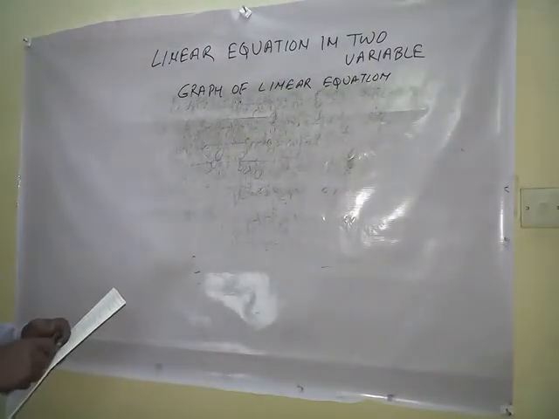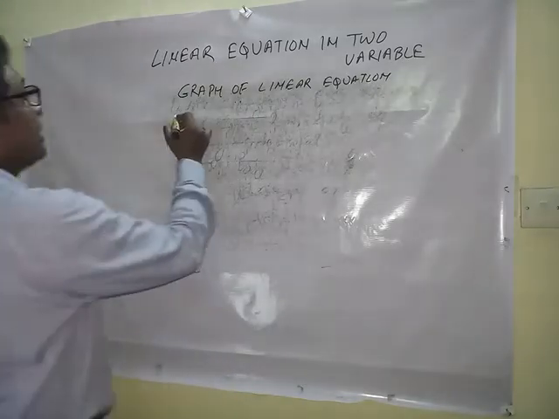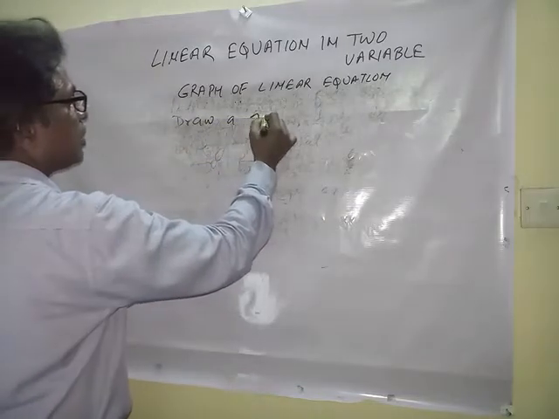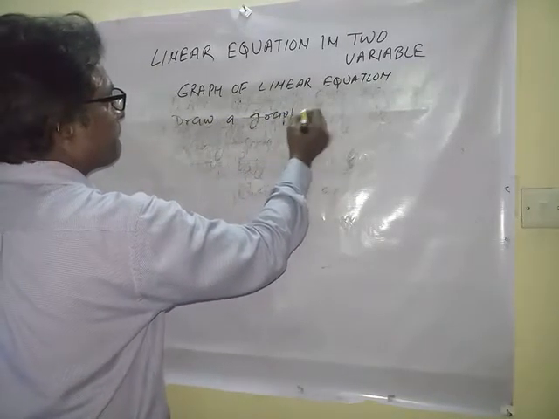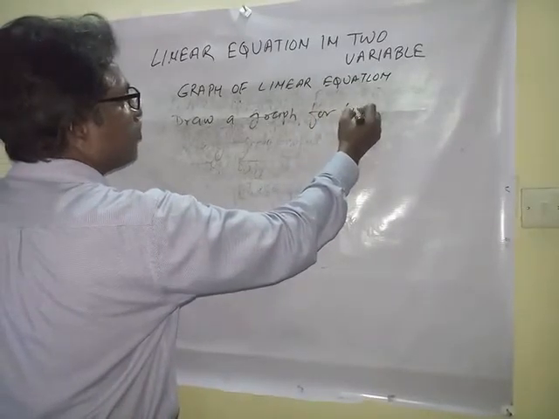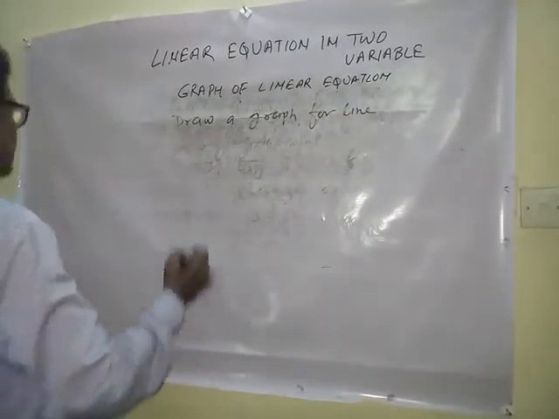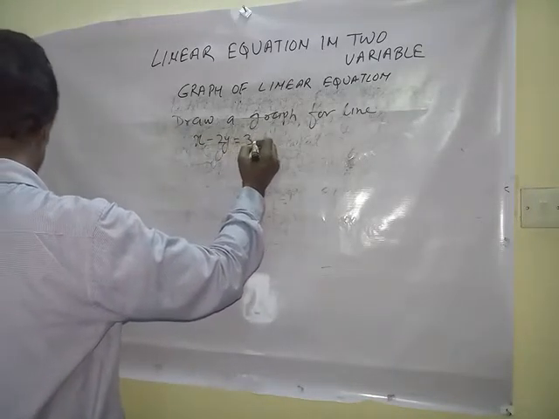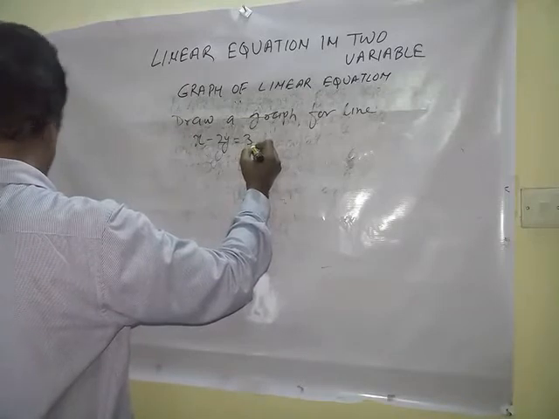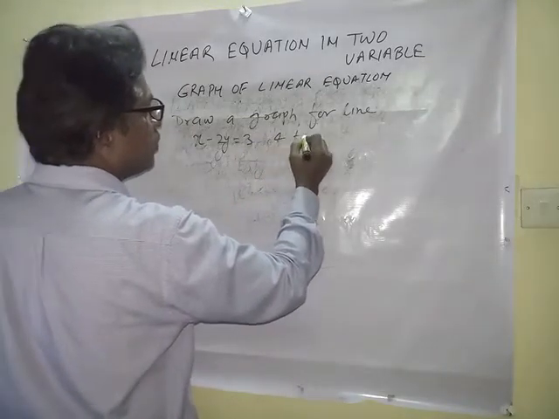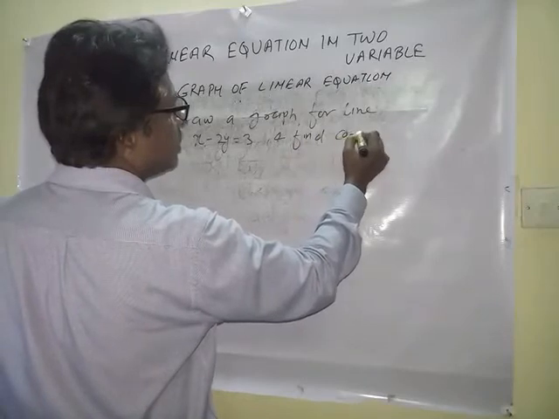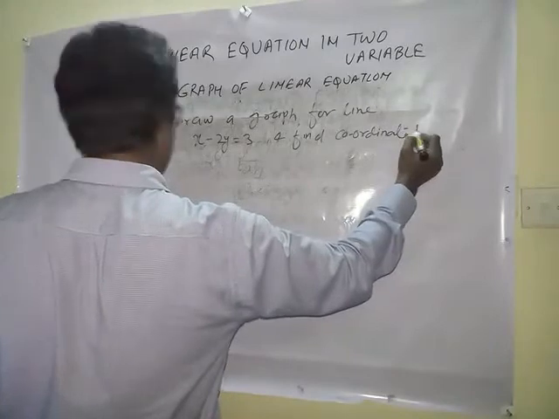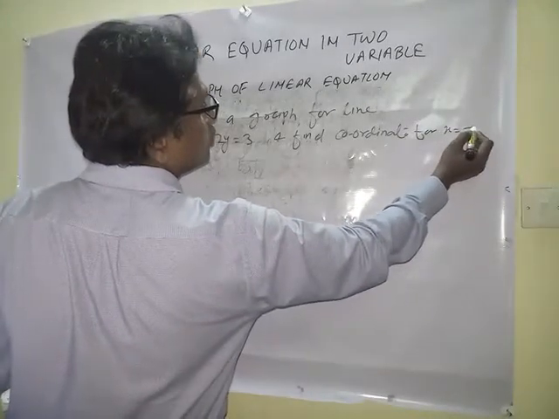Draw a graph for a line. Like another example, draw a graph for the line x minus 2y is equal to 3 and find the coordinate for x is equal to minus 5.